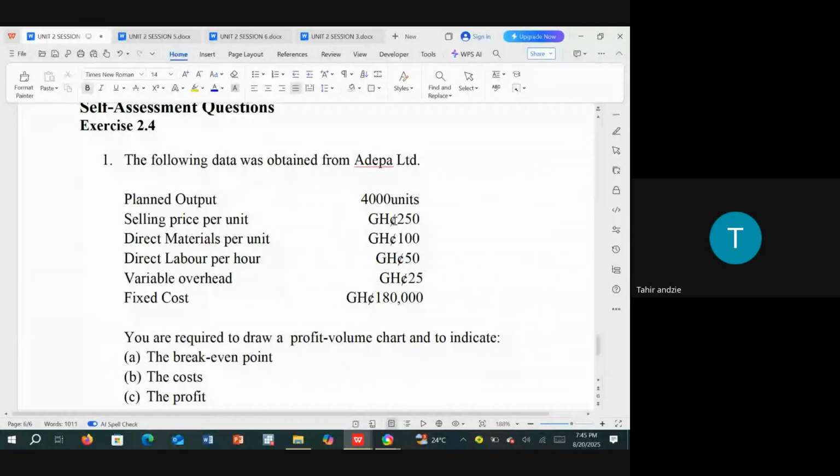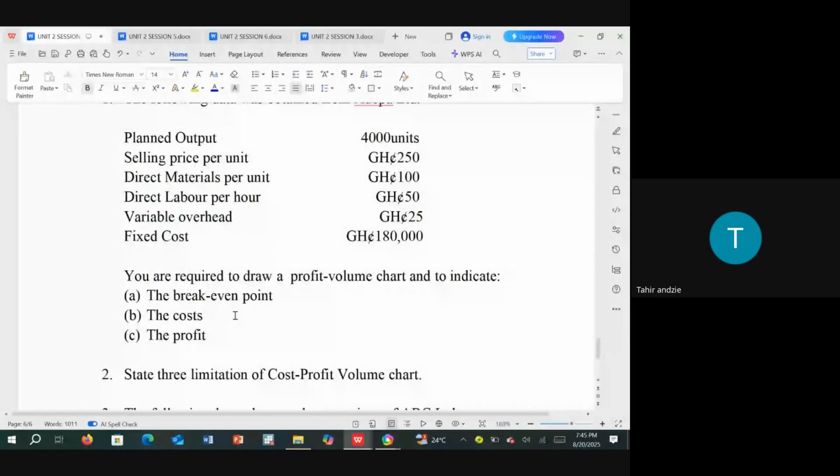Selling price is this, and then fixed cost is 180. Now, use this information to draw a profit volume chart. And I told you in the profit volume chart we have the vertical axis made up of both the positive and negative side. The maximum of the negative is the loss, which is the total fixed cost, because when output is 0, fixed costs have been incurred. And so fixed cost becomes the maximum loss.